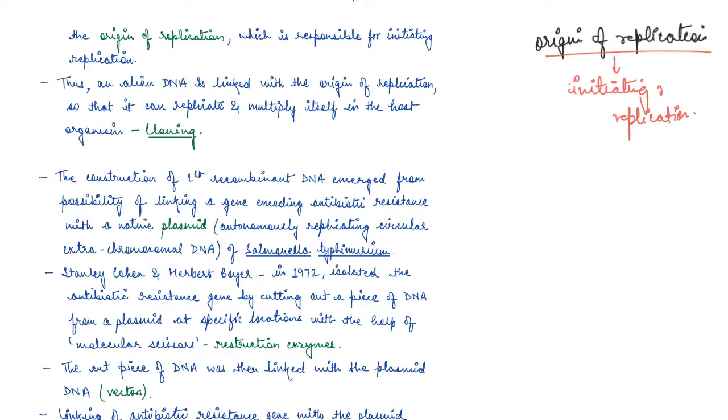So now what does it mean exactly, guys? What is happening here is that, for multiplication of any outside piece of DNA, or we can call it an alien piece of DNA, in an organism, it needs to be part of a chromosome which has a specific sequence. And the sequence is nothing but the origin of replication, right? So an alien DNA is getting linked with the origin of replication itself, so that this alien piece of DNA can replicate and multiply itself in the host organism. And this is the process which is cloning.